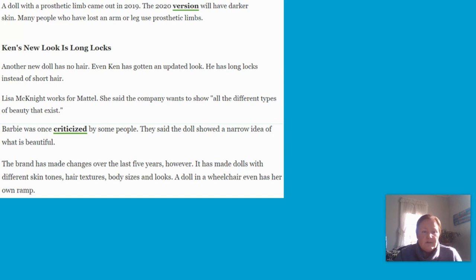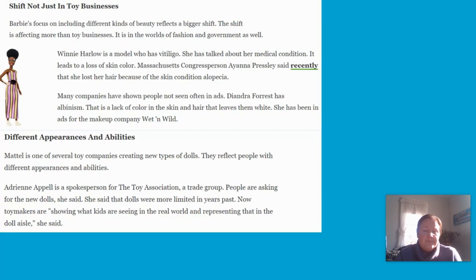Lisa McKnight works for Mattel. She said the company wants to show all the different types of beauty that exist. Barbie was once criticized by some people. They said the doll showed a narrow idea of what is beautiful. The brand has made changes over the last 5 years, however. It has made dolls with different skin tones, hair textures, body sizes, and looks. A doll in a wheelchair even has her own ramp.